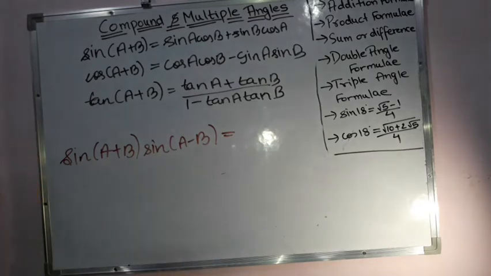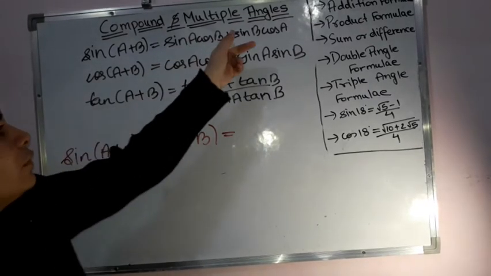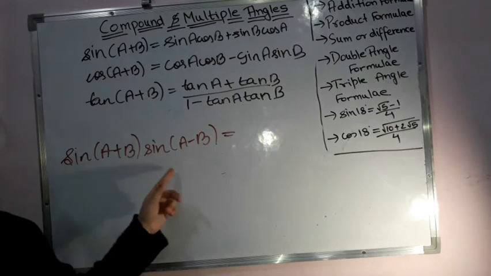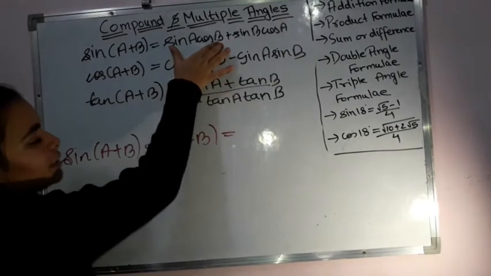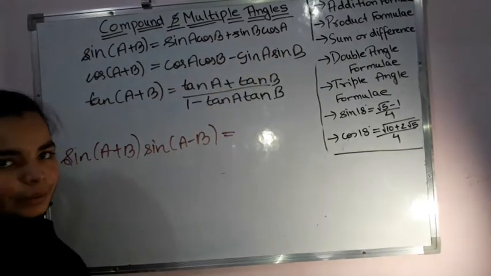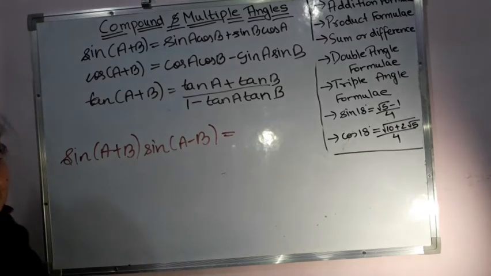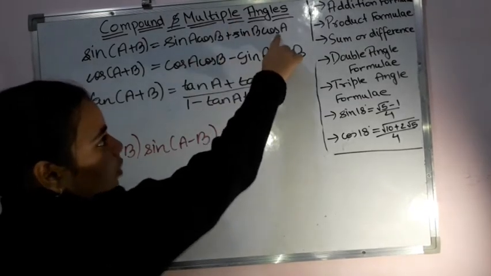Please see, if it is sine a plus b and sine a minus b, I have the formula for sine a plus b, and I also have the formula for sine a minus b, and so from there it will become this plus this multiplied with this minus this, right? And so a plus b and a minus b becomes a square minus b square. A square means sine a cos b square minus sine b cos a square.